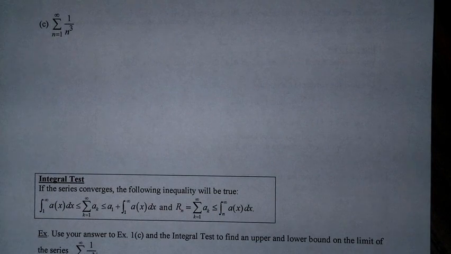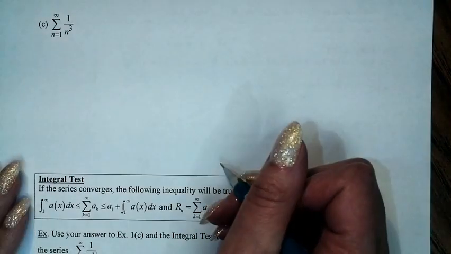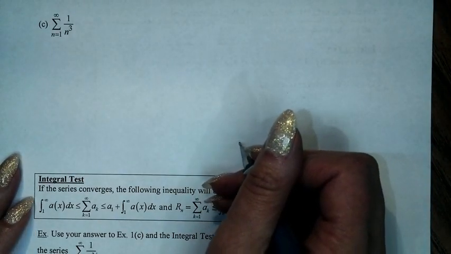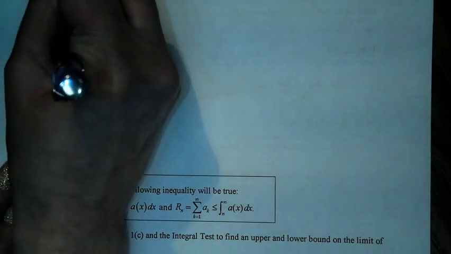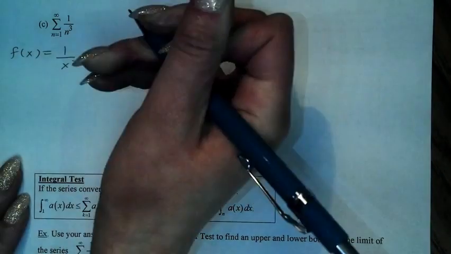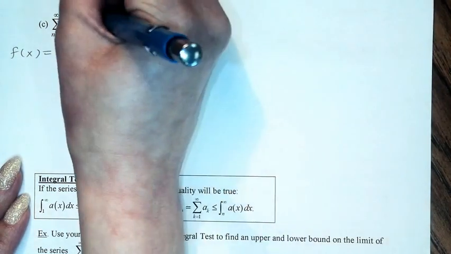The example that we have over here tells you to find if the series from n equals 1 to infinity of 1 over n to the power of 3 converges or diverges. So what are we going to do here? What you're going to do again is let your f of x, in this case, be 1 over x to the power of 3. And then you're going to check your conditions.